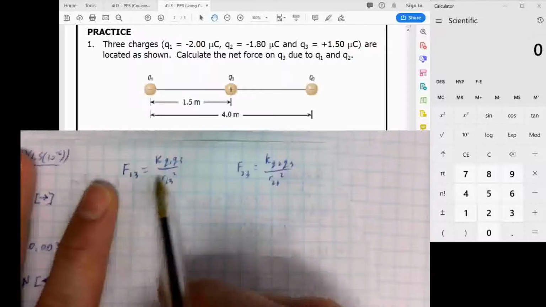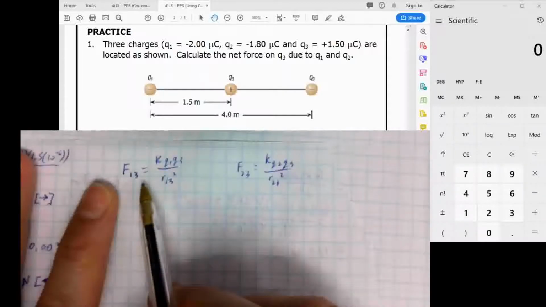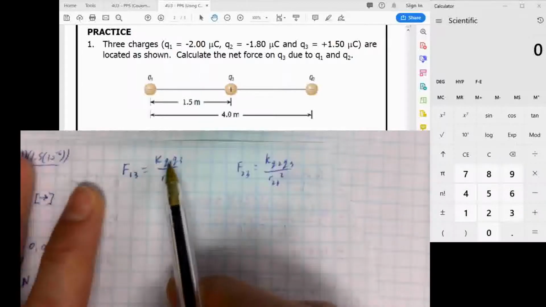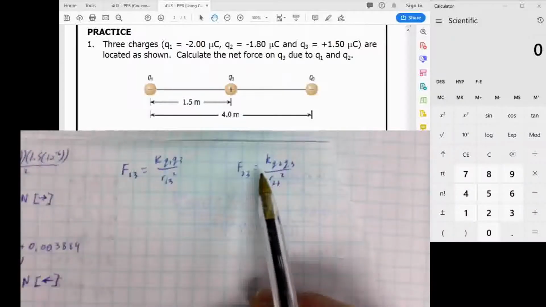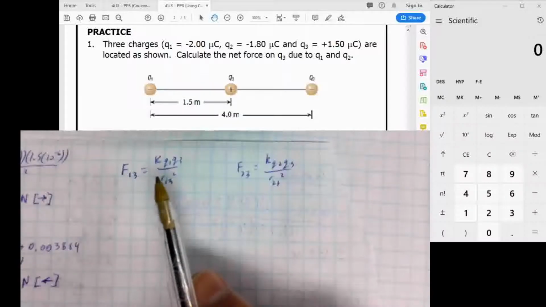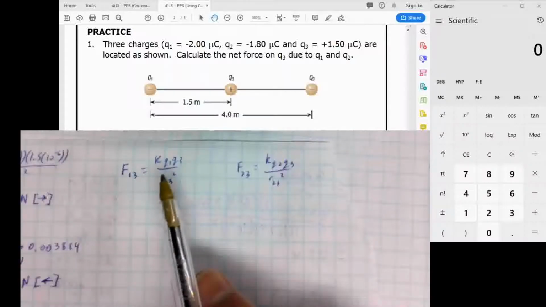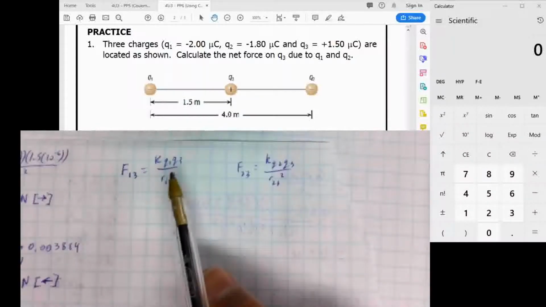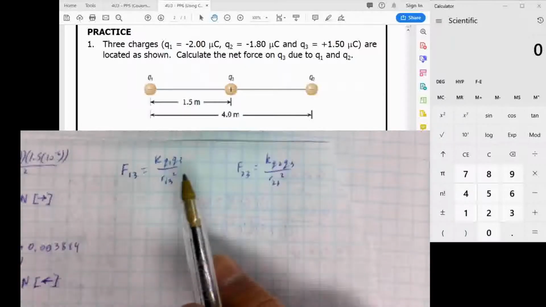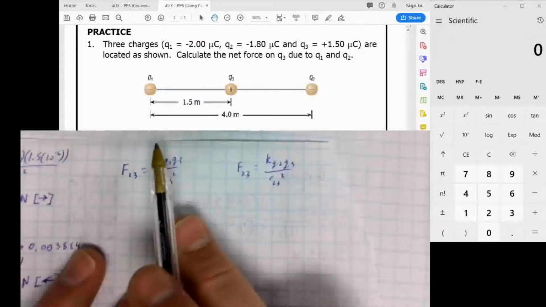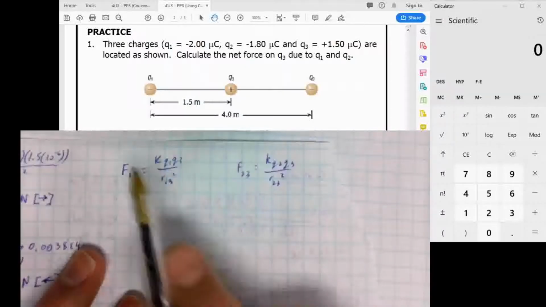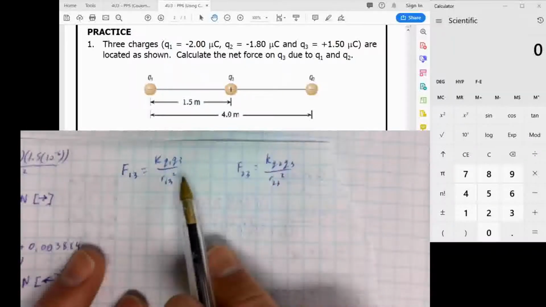This value here, so you might be tempted to put in a -2 for Q1 and a -1.8 for Q2. I'm going to tell you to not do that and just use the idea that we can determine the direction based on whether these are alike charges or opposite charges. 1 is a negative charge, 2 is a negative charge, 3 is a positive charge.